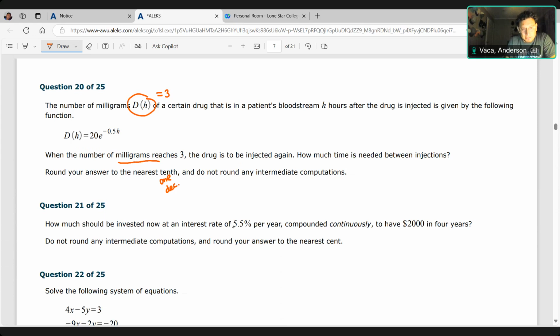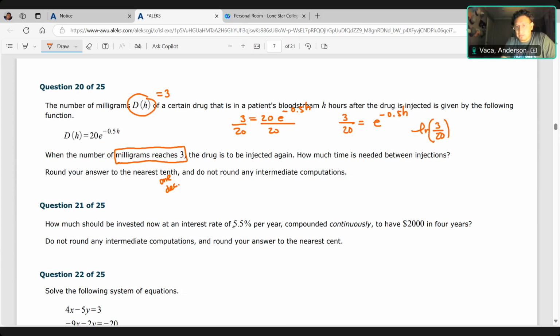I think this part of the sentence was key. When the number of milligrams reaches 3, so we're solving 3 is equal to 20 Euler's number raised to the 0.05 h. Well, can't really do anything yet, but let's take away this 20 out of each side by dividing by 20. So we get 3 over 20 is equal to e raised to the power of 0.05 h. Can't really do anything with that h because we need to bring that down. So right now I'm going to take the natural log out of both sides.